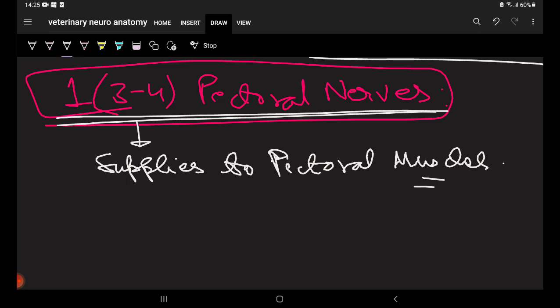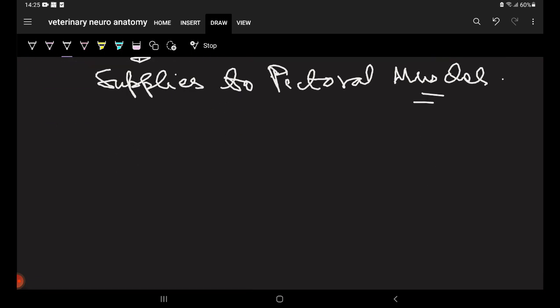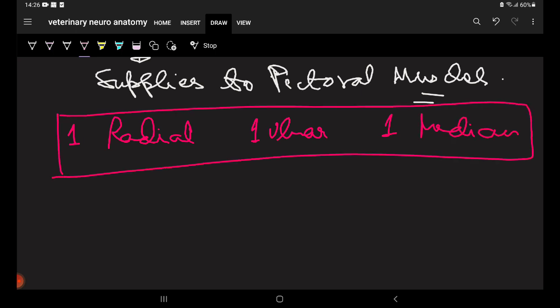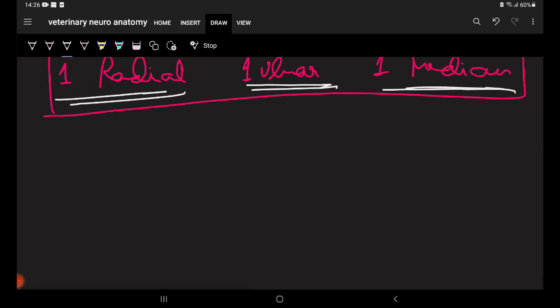Okay. Next three are very important: radial, ulnar, and median branches. So let me write it: one radial, one ulnar, one median branches. Okay. So let us make a diagram of the full limb of the cow.